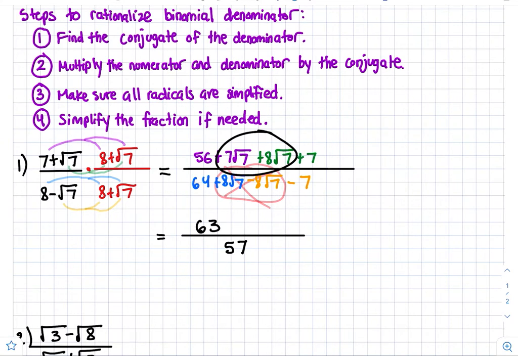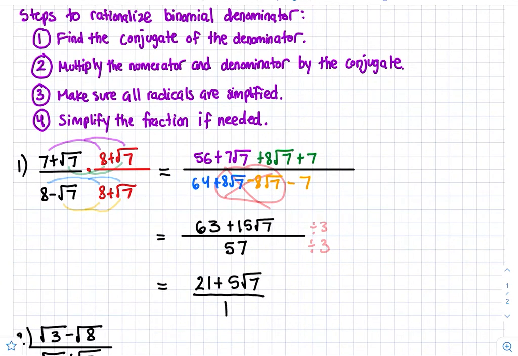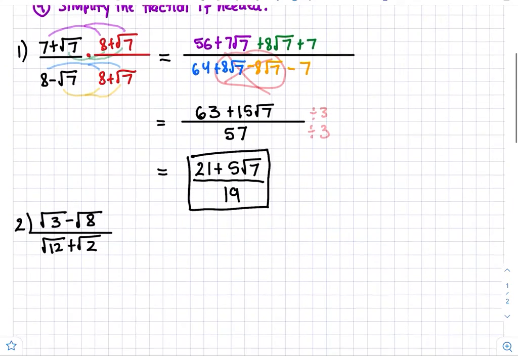Now you guys can combine these. So 7 plus 8 is going to be 15 square root of 7. Now, 63, 15, and 57 can all be divisible by 3. So divide top and bottom by 3. And your final answer would be 21 plus 5 radical 7 all over, I believe that is 19. So again, just make sure you practice your multiplication skills and combining like terms and simplifying.